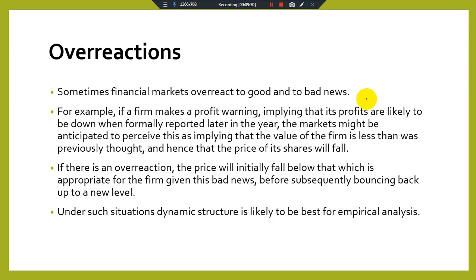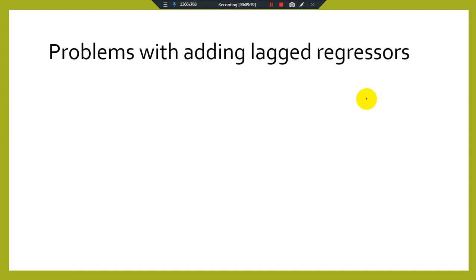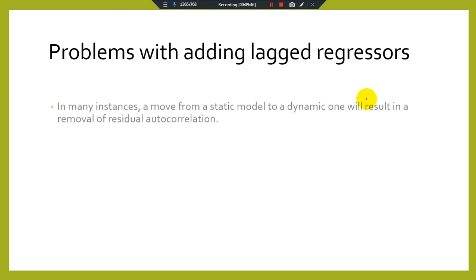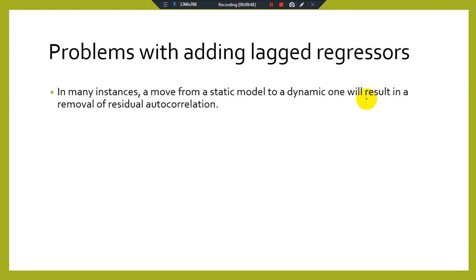Under such a situation, dynamic structure or lagged value or difference value is likely to be the best for the empirical analysis. There are some problems which are associated with the lagged values. So, problem with adding lagged regressors: in many instances, a move from a static model to a dynamic model will also result in a removal of the residual autocorrelation. You can say the error term autocorrelation or serial correlation. So that's why we prefer lagged value.